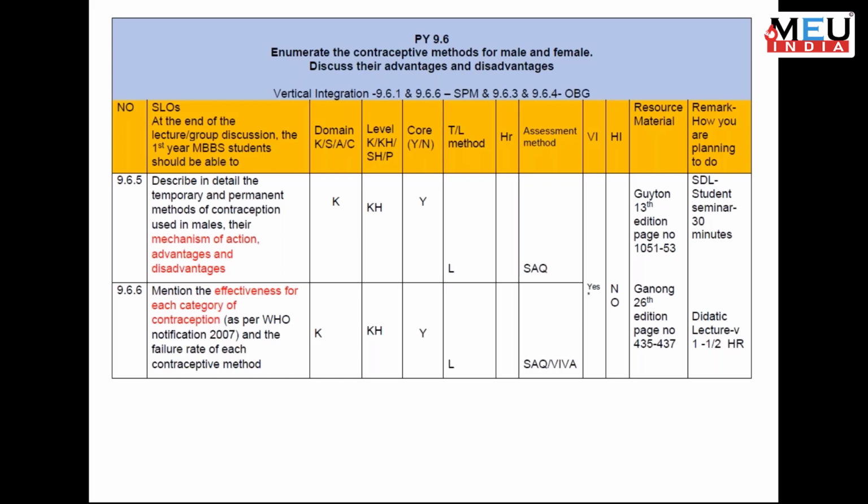Then the last one is mention the effectiveness of each category of contraception as per the WHO notification 2007 and the failure rate of each contraceptive method.